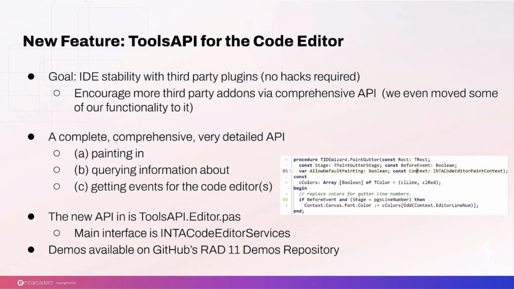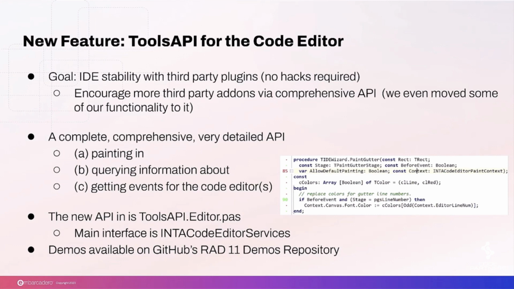I said the Tools API is very comprehensive, and it is. But until 11.3, there was one area it didn't give much access to: the code editor. And the code editor is a really useful place for plugins because it's the main place you interact with and see information. Lots of plugins work in the IDE's code editor, but they currently all use hacks to access it, and that can also reduce the IDE's stability.